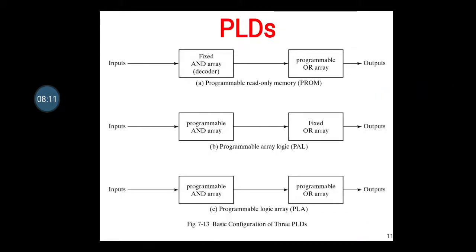So here you can understand very well. Fixed array and programmable OR gate: there you cannot make any modification in the AND array connections, but you can modify the OR side array connections. That is your PROM. And if you have a PAL IC, then the input side AND gate array is programmable and the OR gate is fixed. And if the AND gate array is programmable as well as the OR array is programmable, that is nothing but your PLA IC.